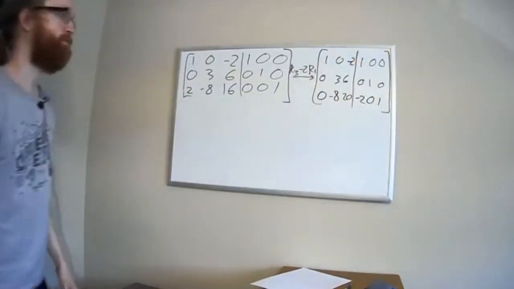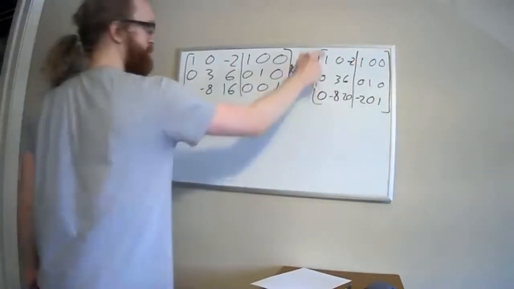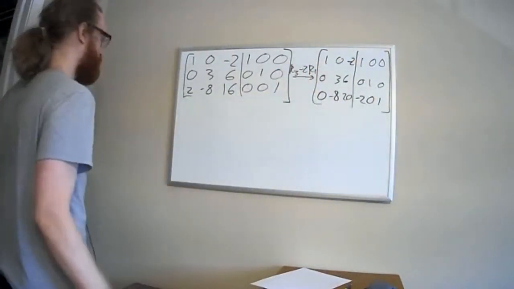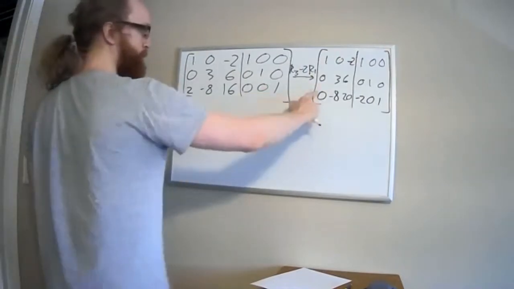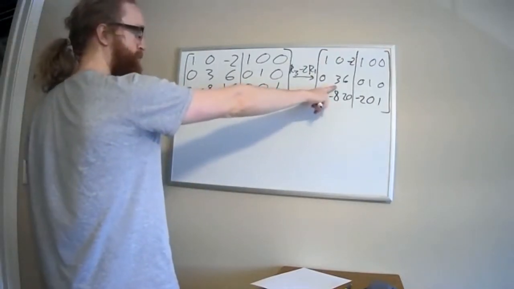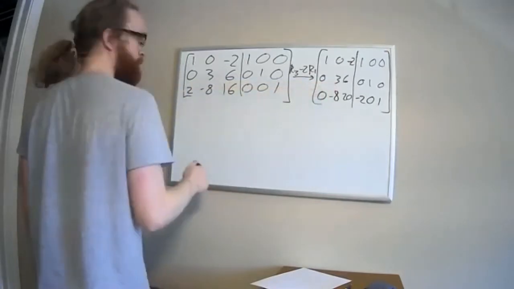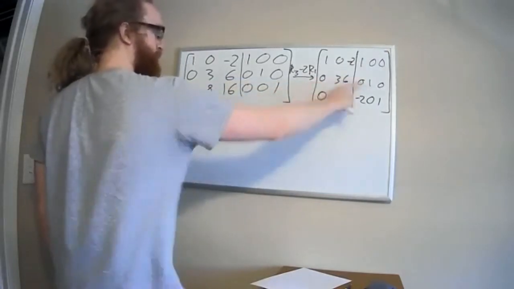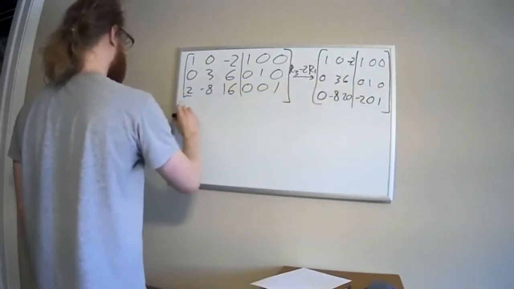So here's my new matrix. I've finished the first column. Looking good so far. Let's move on to the second column. I want a leading 1 right here, where this 3 is. So maybe to get a 1 here, I'll just divide this row by 3. So let's divide by 3 on the second row.